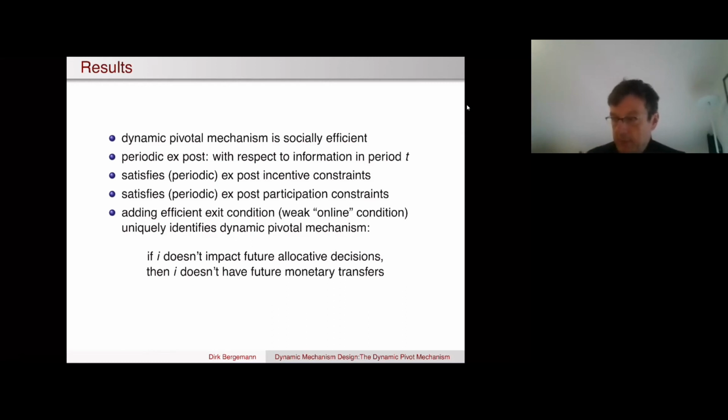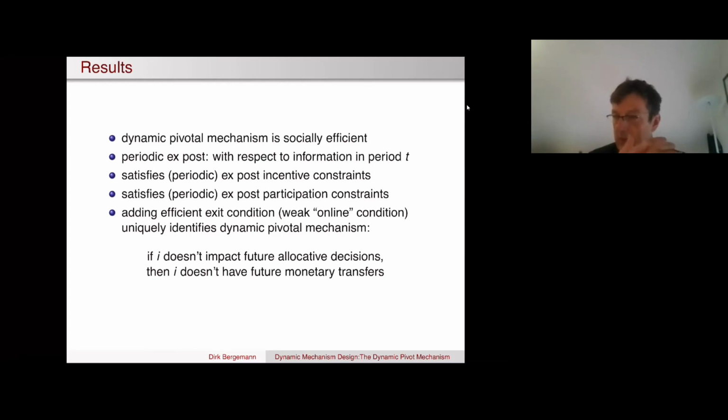We're going to weaken, that is, we're going to have a notion of incentive constraint that is weaker than dominant strategy in the sense that it's more permissive, but it shares many of the features, and we're going to refer to that as ex post equilibrium, and moreover as periodic ex post equilibrium, because we're going to think about all the information that we have gathered until period t, okay, but we of course do not have access to information into the future. And so what we're going to show is that we will be able to satisfy ex post incentive constraint and ex post participation constraint. Okay. And with an additional condition on the nature of the equilibrium and the structure of the payments over time, an exit condition or an online condition, we can in fact uniquely identify the dynamic pivot mechanism.